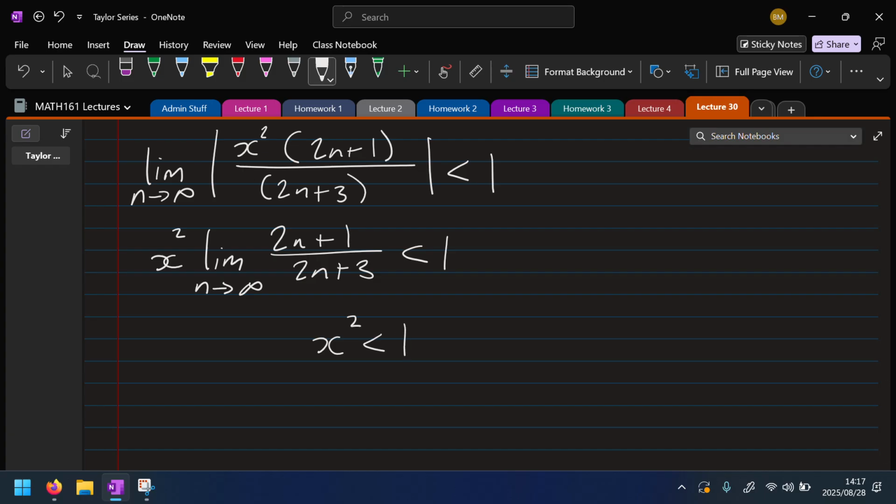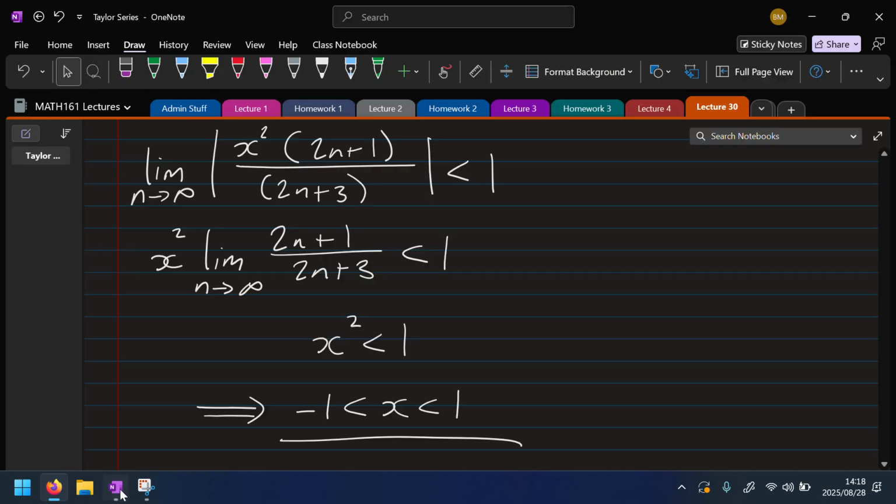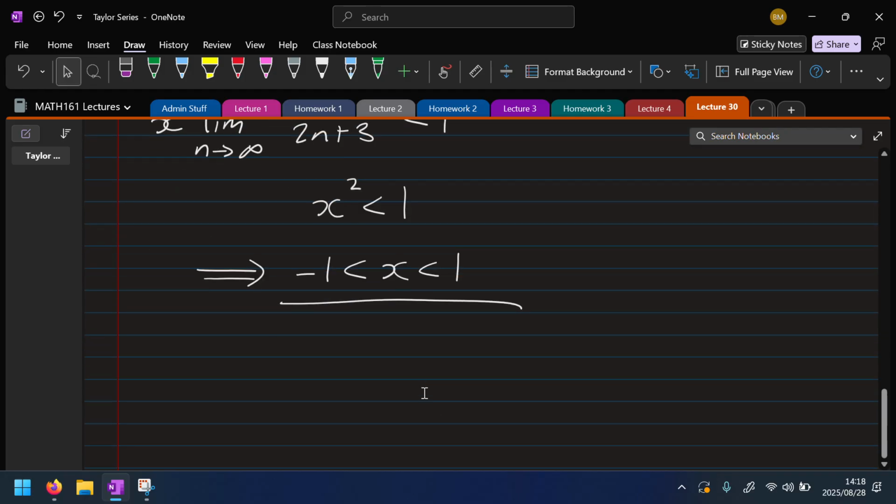Now, another way of writing x squared is less than 1 is equivalent to saying minus 1 is less than x less than 1. Because if x squared is less than 1, then x must lie between minus 1 and 1. And this interval here from minus 1 to 1 is exactly what we have here from minus 1 to 1. Okay, so we can write the interval of convergence.